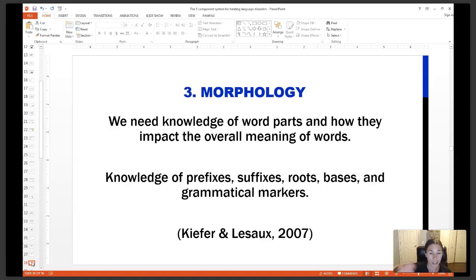And then the next area is morphology. I see someone mentioning the prefixes and suffixes. Absolutely. Those word parts impact meanings of words.